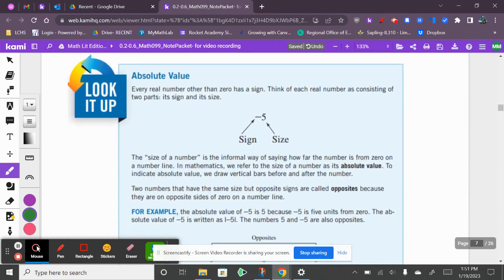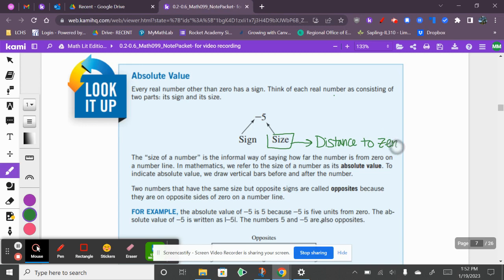Our next definition is absolute value. Every number other than zero has a sign. We don't consider zero to be positive or negative, but every other number has a sign. It's either positive or negative. Every number also has two parts: its sign and its size. When we think of the number -5, we can think of it as having a negative sign and its size is 5. Something to think about with size is that it's always the distance to zero.